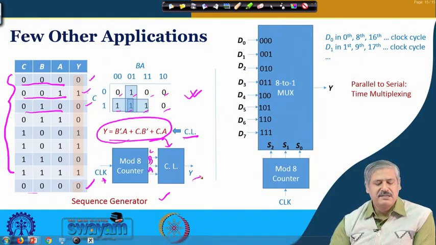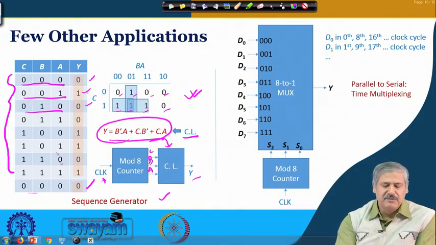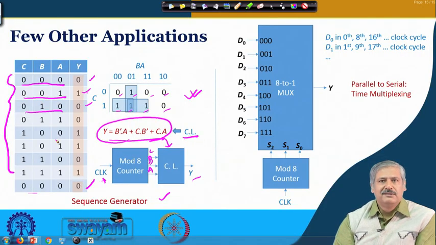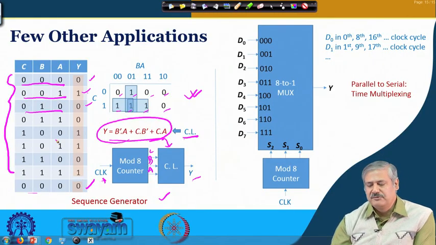Right. As I said, if it is mod 16, then we have to have a 4-bit counter. Any other, depending on the counting sequence. So, if it is 12, the sequence we want to generate repetitively will be a mod 12 counter, right. So, that is the way we have to move.